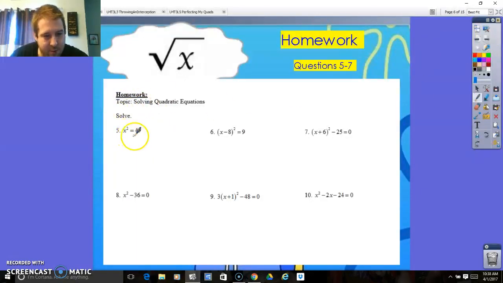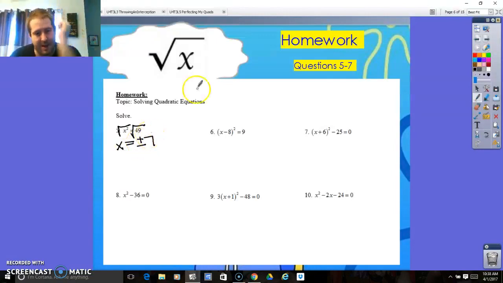Looks like here we're using the square root method again, taking the square root of both sides. So x is both positive and negative 7. Done. Those are the answers: positive 7 and negative 7.